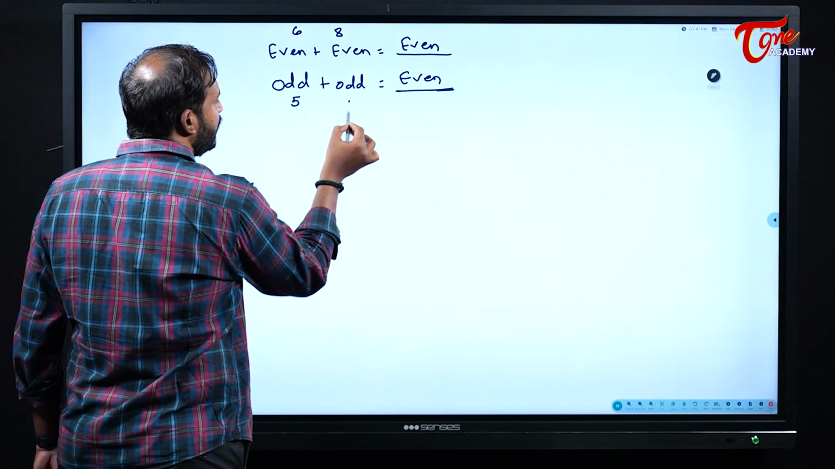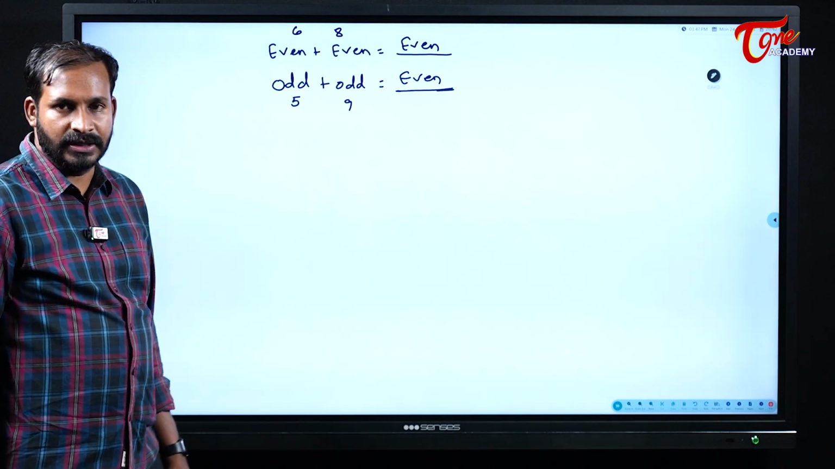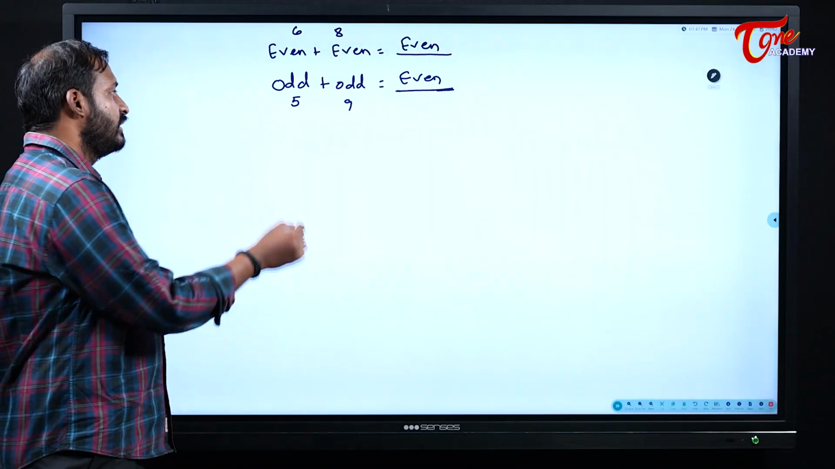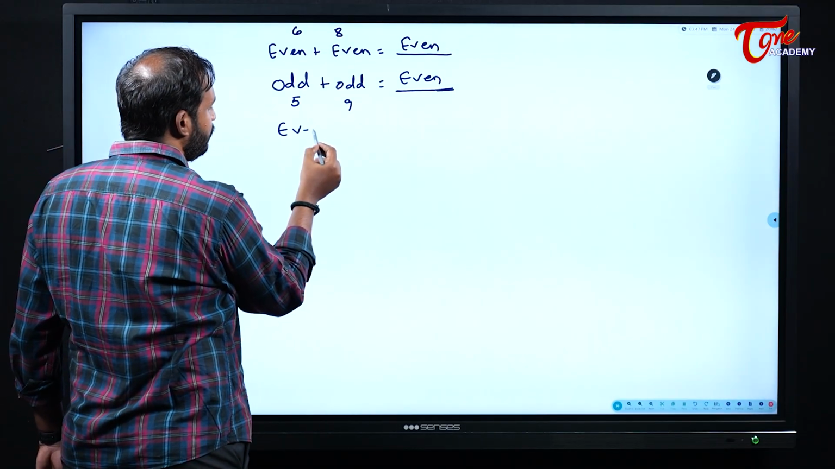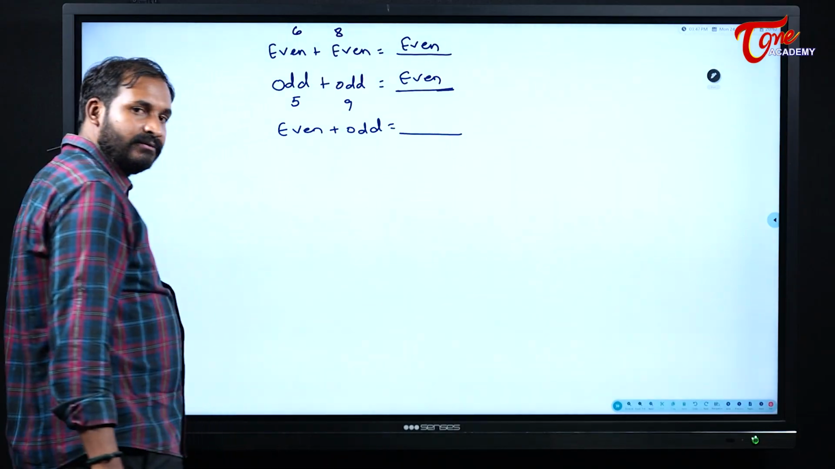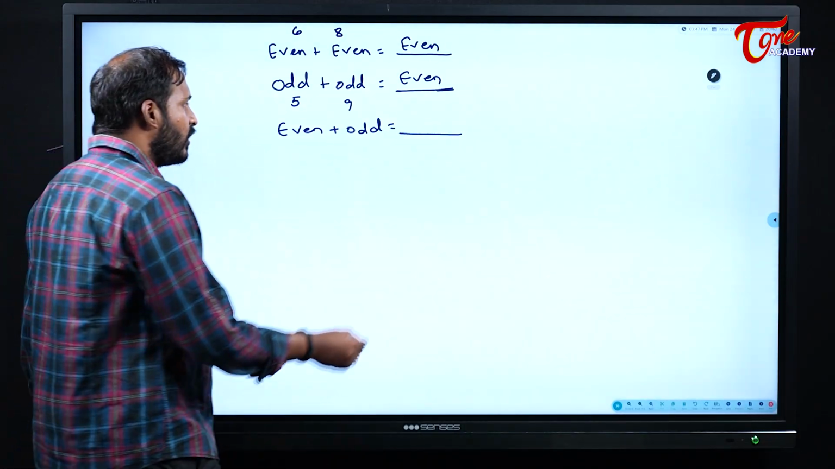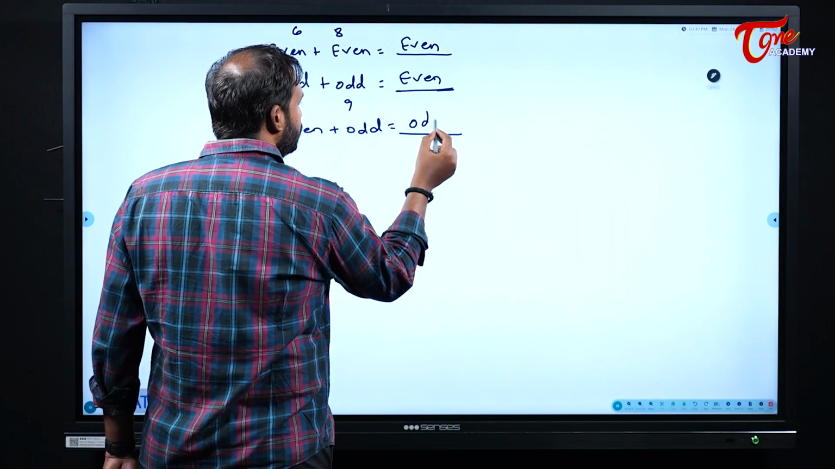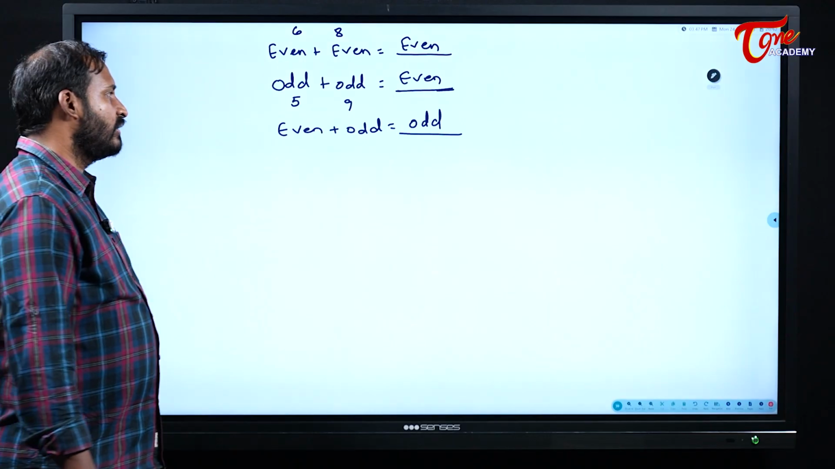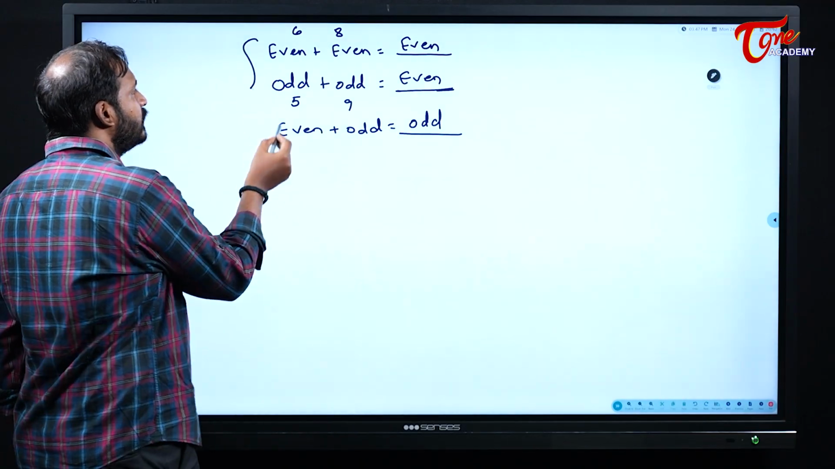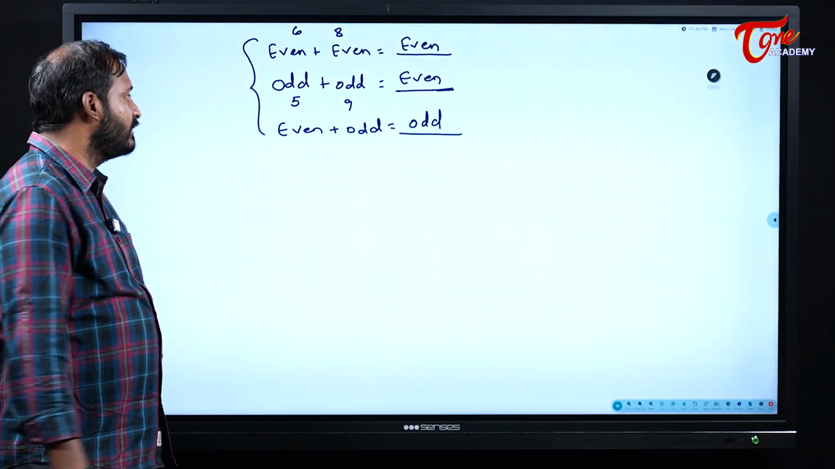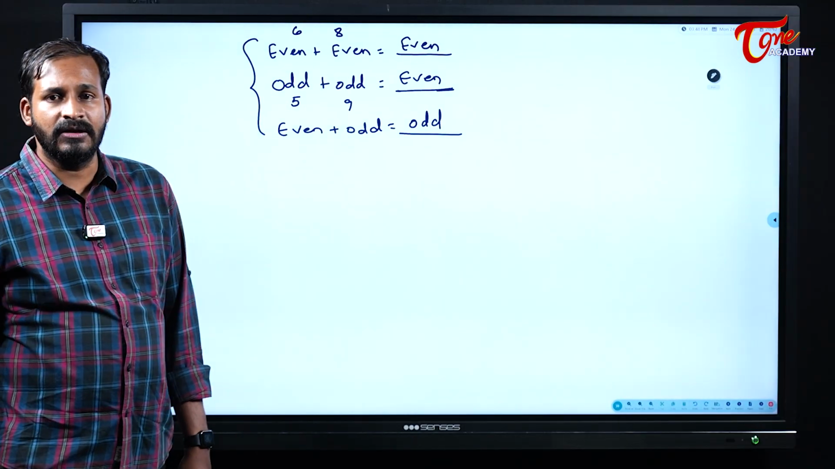Similarly odd numbers, you can take random examples. I will take 5 and 9. 5 plus 9, what does it become? 14. So when I add an odd number with an odd number, I get an even number. And when I add an even number with an odd number, what is the output I will get? An odd number. Okay. Even with even, we get an even number. Odd with odd, we get an even number. Even with odd, we get an odd number.